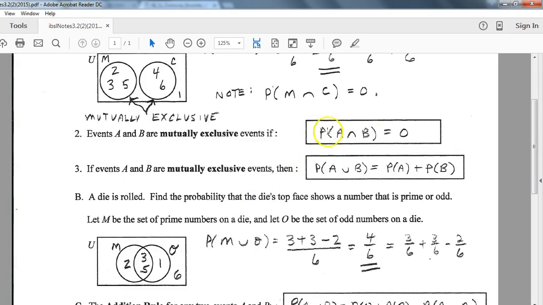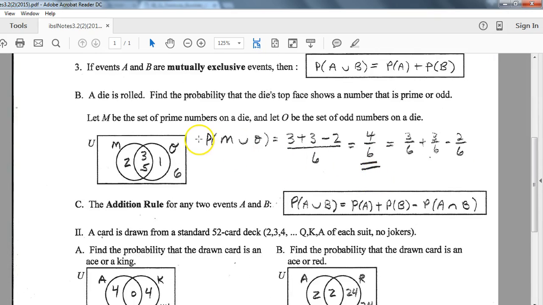So that's what you're seeing right here. A and B is 0 if they have nothing in common. There's no overlap. So when they're mutually exclusive, you simply use that formula and you add your 2 cases together. Keep in mind this represents the word or, and this represents the word and. So this is saying the probability of A and B happening would be 0, simply because you can't have both if they're mutually exclusive. And this is A or B, where we just add the 2 cases together.